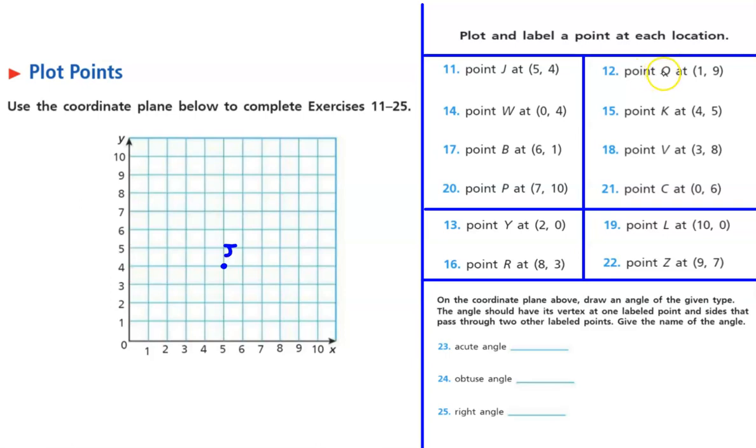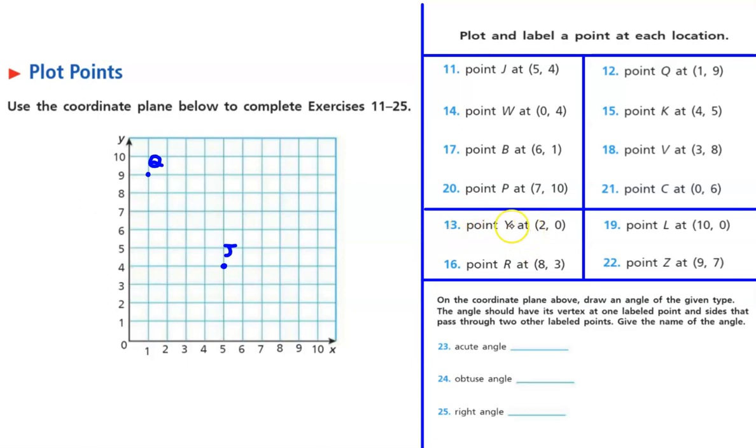Let's try 12. It wants us to plot point Q, and it's going to be at 1, 9. So I'm going to go over 1 and then up 9, which is right there, and that is labeled with a Q. Trust me, that's supposed to be a Q. Okay, let me look at 13. Again, I know my page is a little funky for you, but just bear with me there.